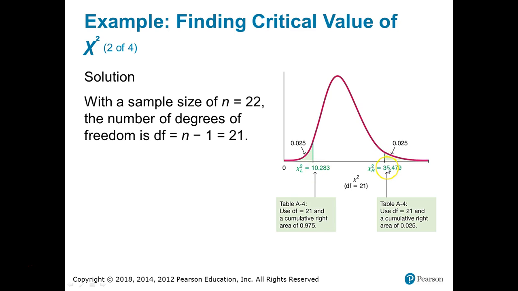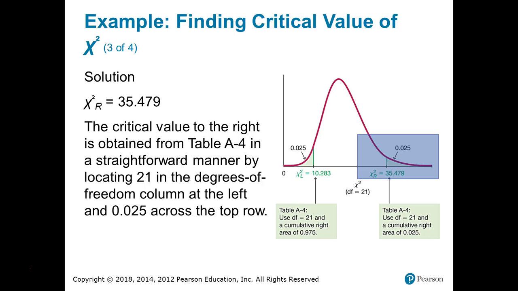For chi R, it's going to be 0.025 to the right, so we don't have to do 1 minus anything. It's just going to be 0.025 directly. With degrees of freedom of 21, we get chi to be 35.479, as shown on table A4. Okay. Like mentioned on the previous slide, chi R squared is going to be 35.479, which is the critical value to the right.